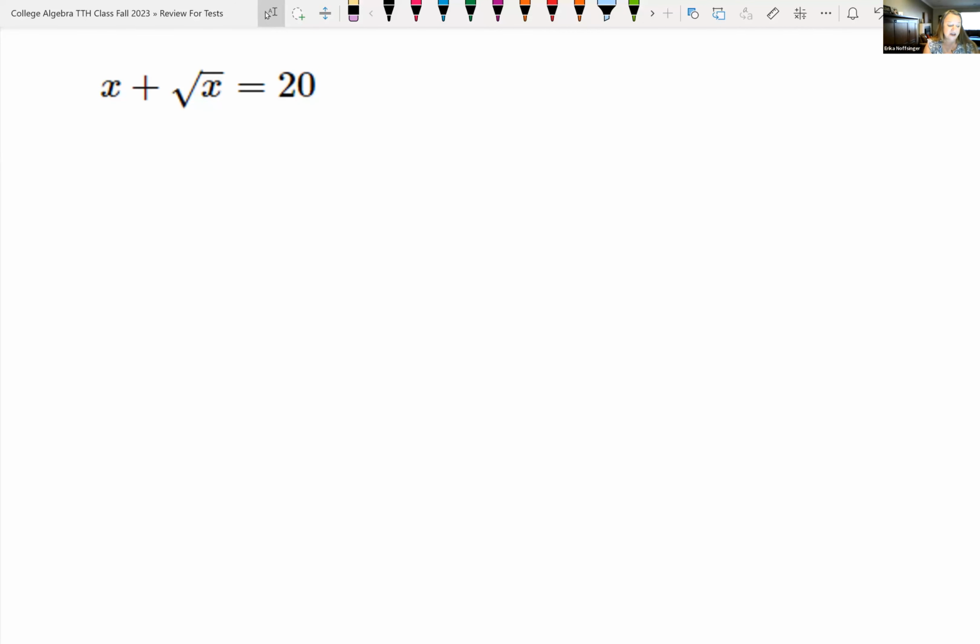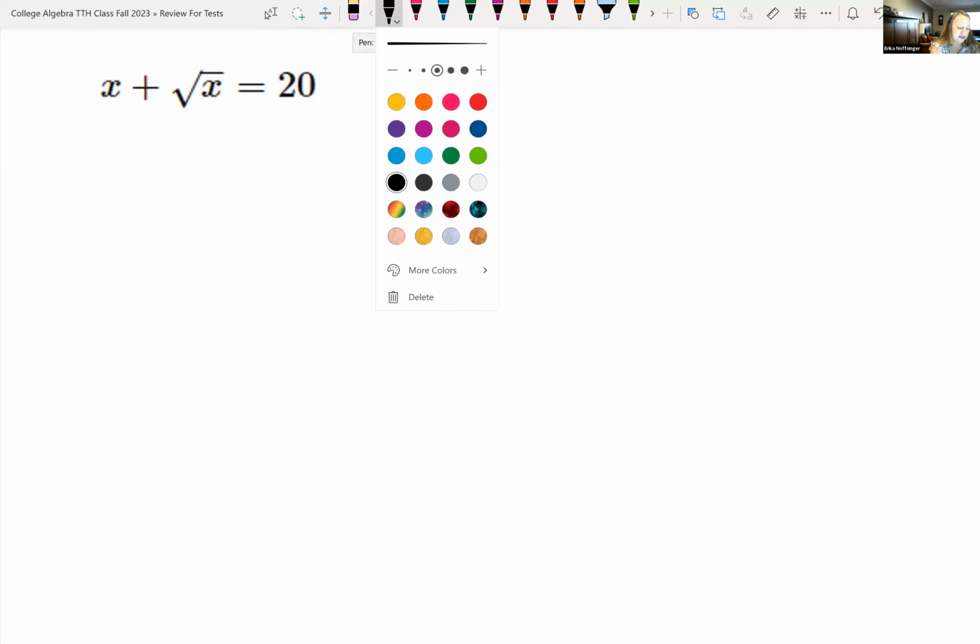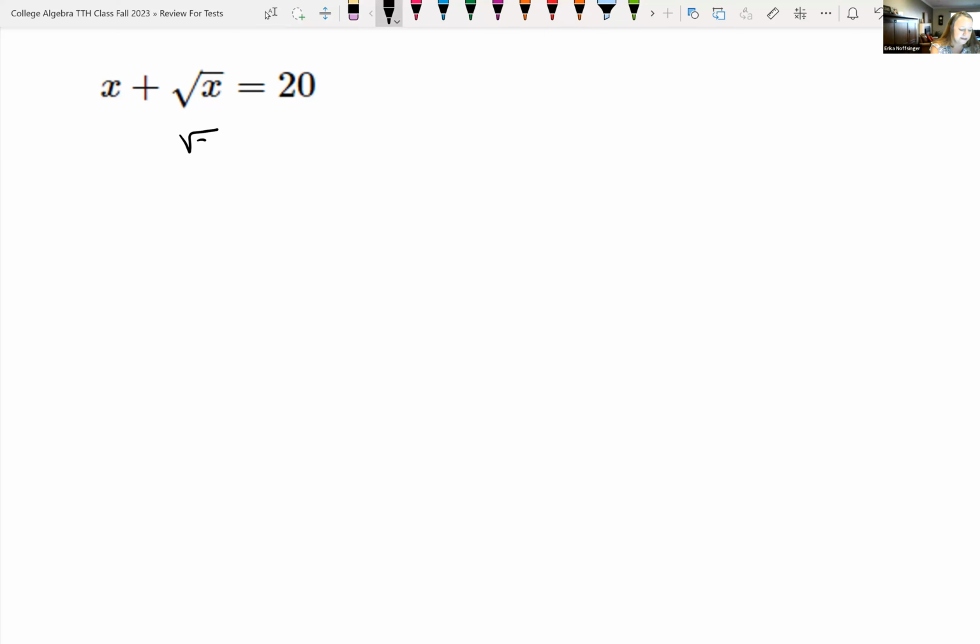Okay, so let's solve this by isolating our radical. And so let's subtract x on both sides of our equation. And so doing so, we get the square root of x is equal to 20 minus x. So we're going to square both sides of our equation. And so we get x is equal to, be careful, we can't just square each term in here because there's more than one term. And so 20 minus x quantity squared is the same thing as 20 minus x times 20 minus x.